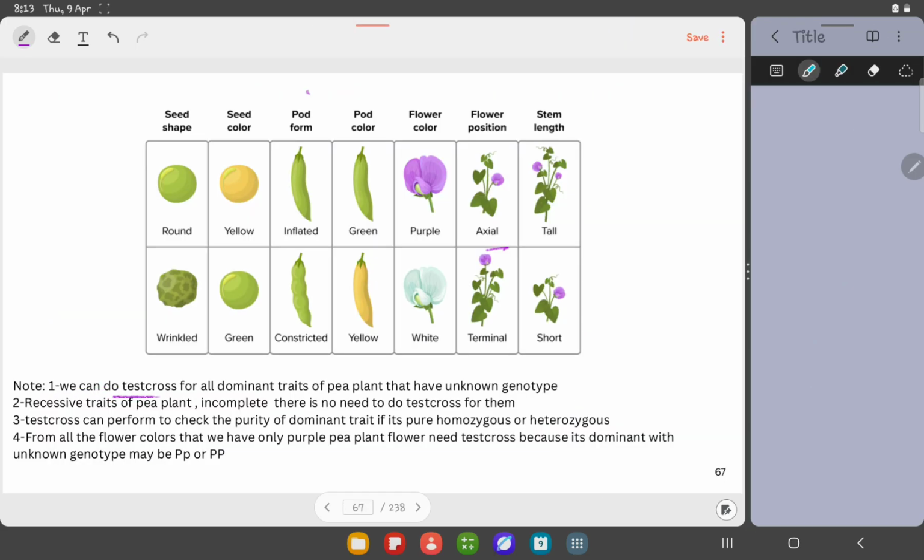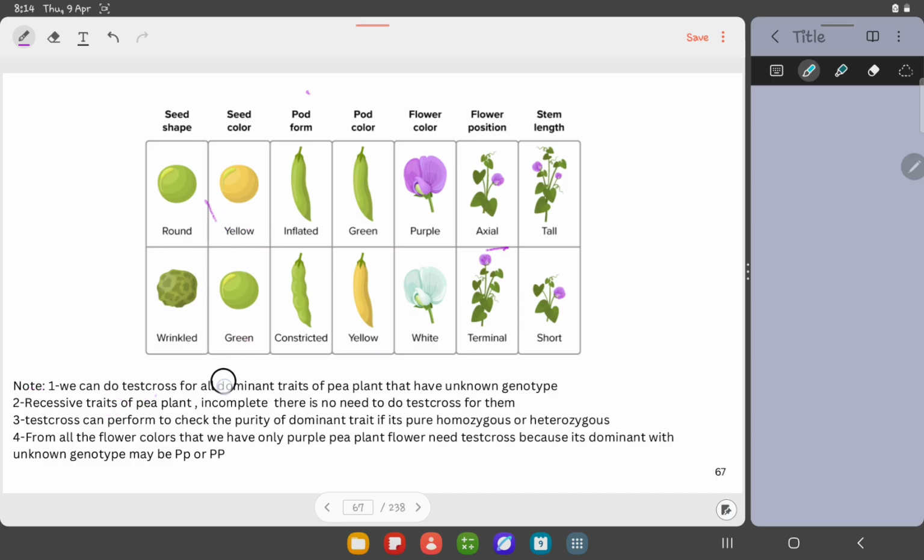Now we have some notes here. We can do the test cross for all the dominant traits, because we said that test cross is used to know the genotype of the dominant trait. Because for example, we don't know if this dominant trait is Y capital Y capital or Y capital Y small. So at that time we can perform the test cross for it in order to know its genotype. And for the recessive trait and for incomplete dominance, which we will talk about later, there is no need to perform the test cross for them because we already know their genotype.